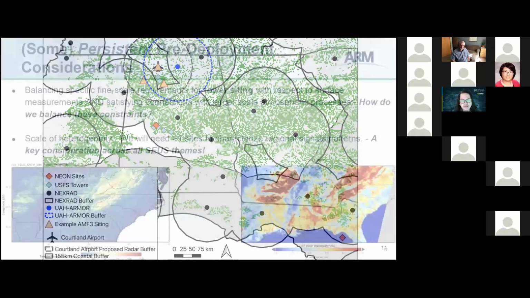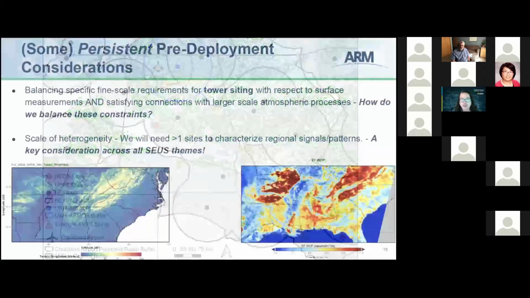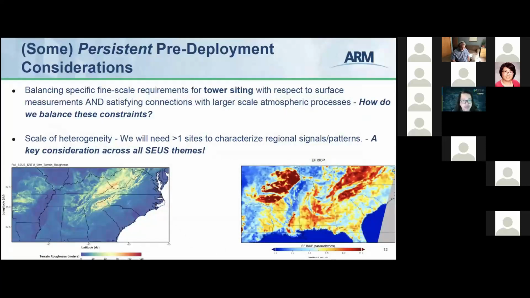These are some of the persistent considerations and questions driving our team right now as we try to make recommendations for preferred sites. One consideration is how we balance all the disparate observational scales related to our measurement assets, between flux towers and our extended measurement network. The second is, given all the heterogeneity in the Southeast United States, how do we properly capture that heterogeneity?